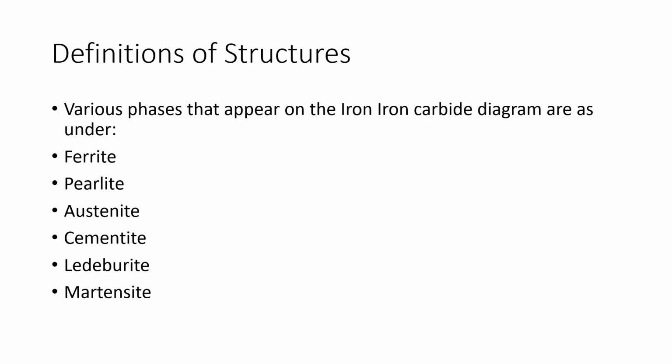Before we go to the iron carbide diagram, we must discuss the various phases that appear on it. The various phases that appear on the iron carbide diagram are ferrite, pearlite, austenite, cementite, ledeburite, martensite.